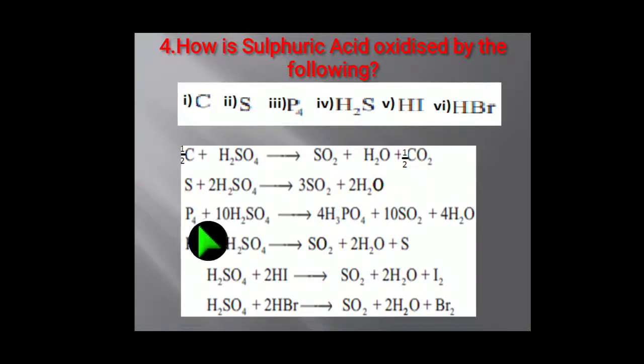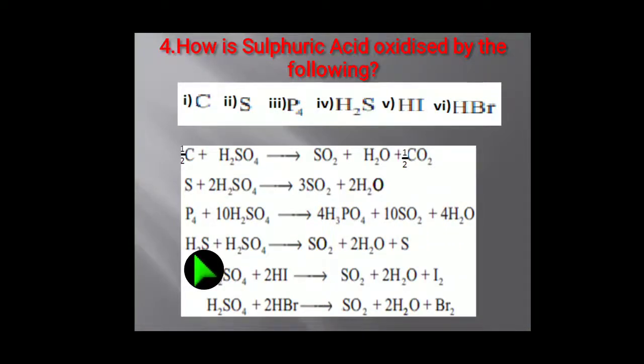Third, phosphorus, phosphorus oxidation state 0. The phosphorus reacts with 10 moles of sulfuric acid. Here phosphoric acid and sulfur dioxide, water will form. In the phosphoric acid, phosphorus oxidation state is +5. So the oxidation state of phosphorus goes from 0 to +5. Oxidation number increases. So it comes under oxidation.